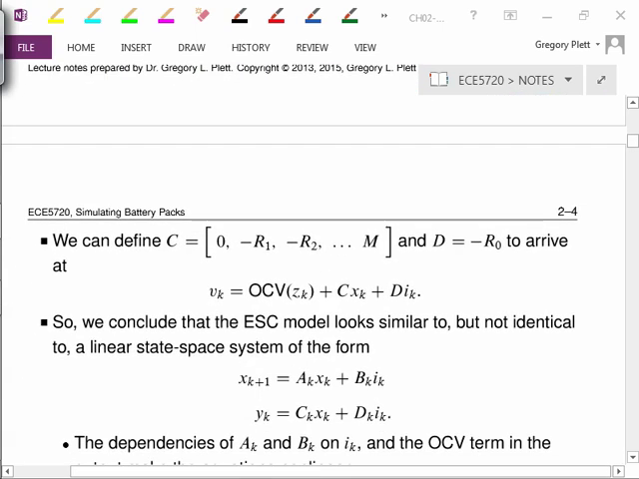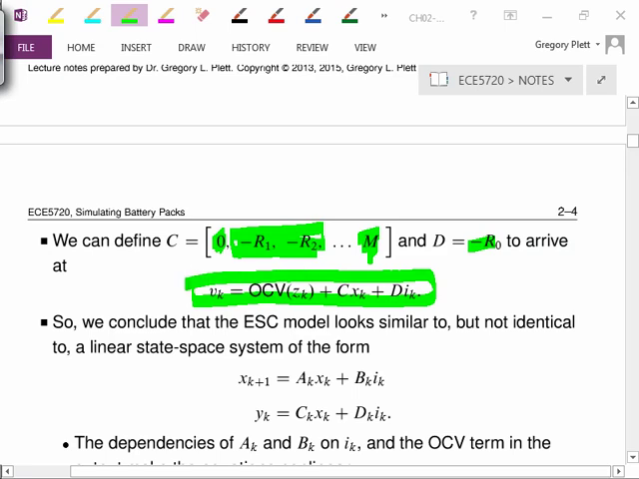So we can define a constant matrix C that has 0 in the location corresponding to the state of charge state. It has the RC resistances in locations corresponding to the diffusion resistor locations, and it has the hysteresis magnitude in the location corresponding to the hysteresis state. We can define a D matrix, which is minus R0, and we get this equation.